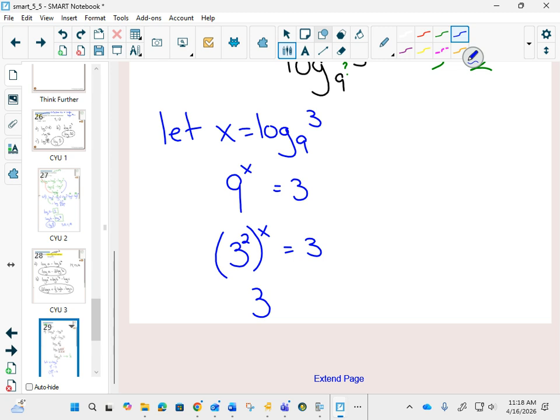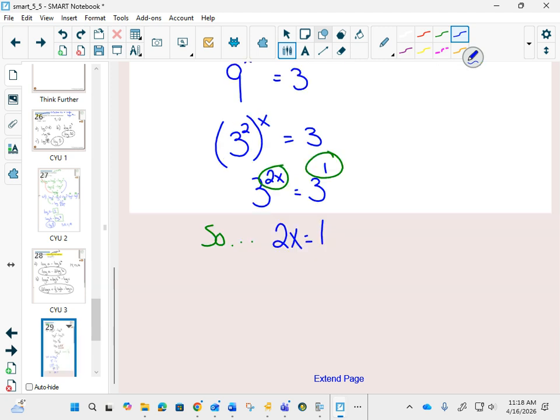And exponent log to exponent is multiplied. This side is technically 3 to the 1. And then I go, so if I had the bases the same, these exponents would have to be the same. 2x would have to equal 1, and solving for x, I would get the half.